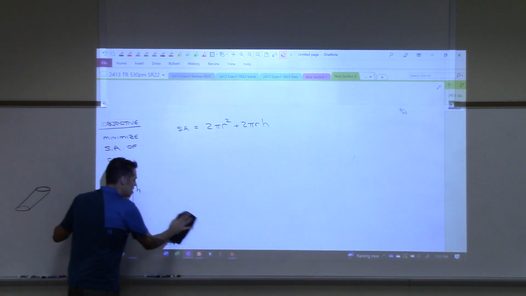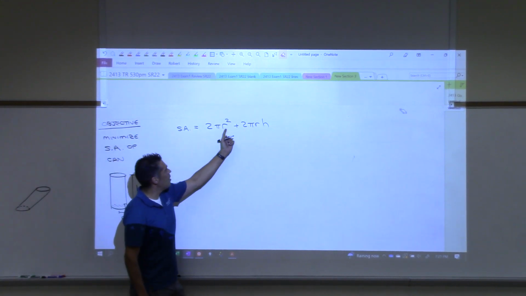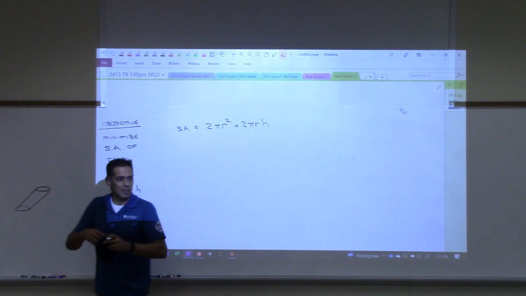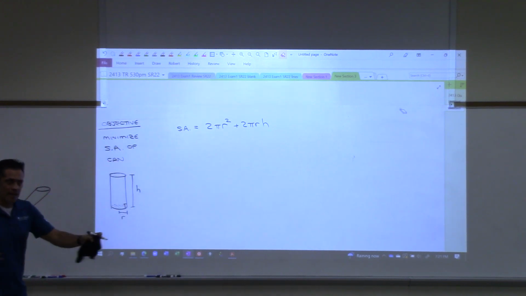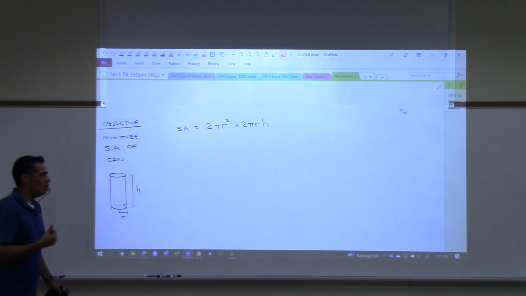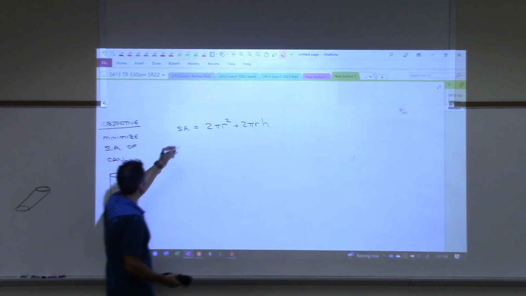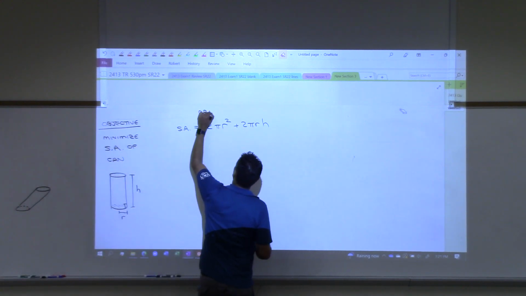Okay, that's the thing we're trying to find the minimum of, right? It contains two letters, R and H. We need it to be in terms of all R's or all H's, a single variable. What have we not put up here yet? This is our objective, right?